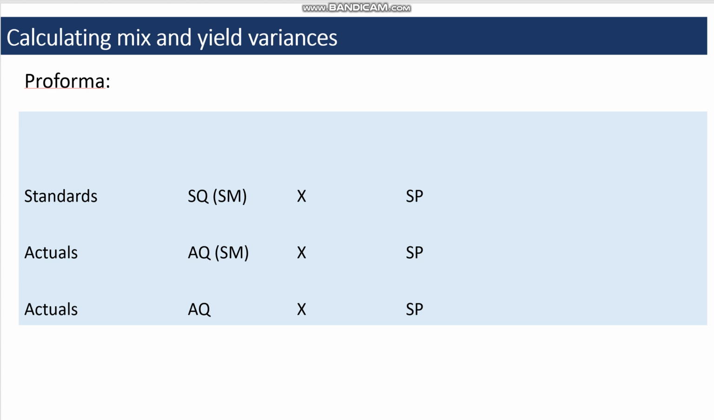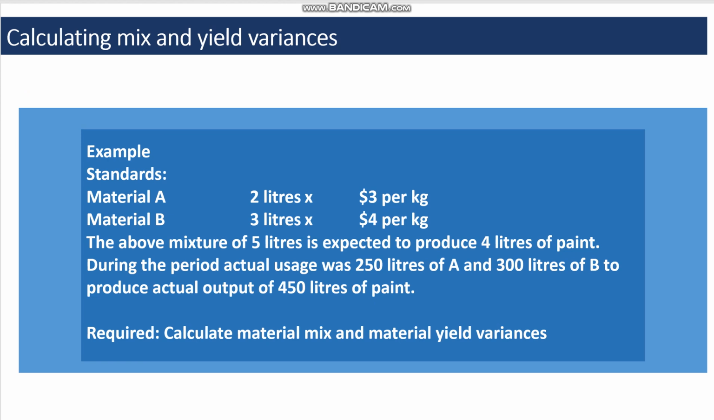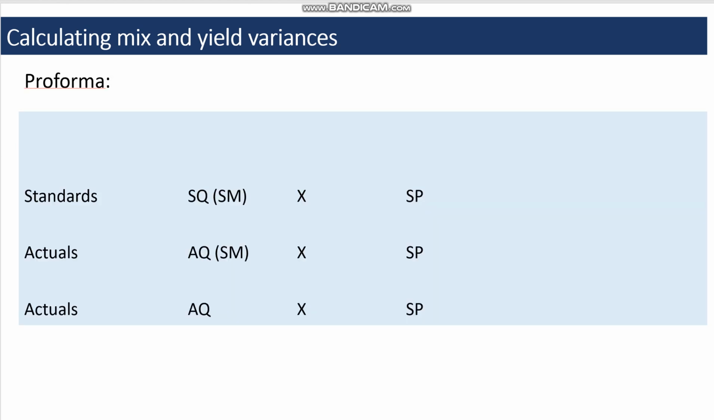Then the same SM goes into the next line. Here actual quantity is considered as the total actual quantity of materials used. So if I take you into the scenario and explain what AQ is, can you see the second last paragraph? During the period, actual usage was 250 liters of A and 300 liters of B to produce the actual output. So 250 liters of A plus 300 liters of B, if you add them together, the total quantity of mixture was 550 liters. So here the AQ will be 550.